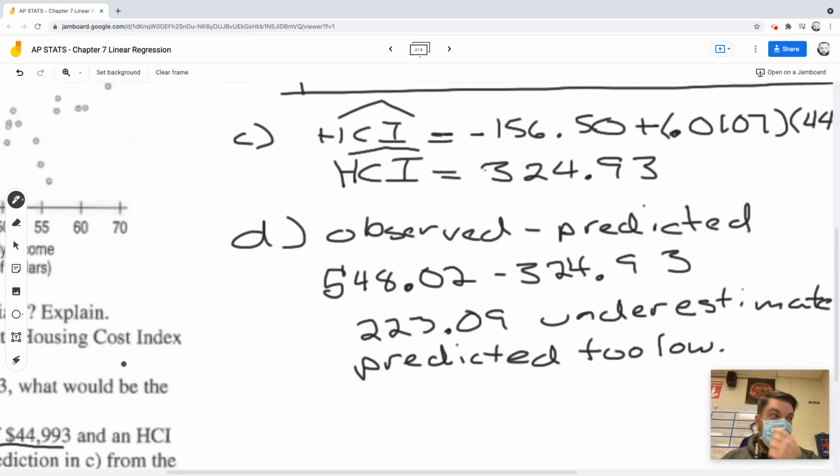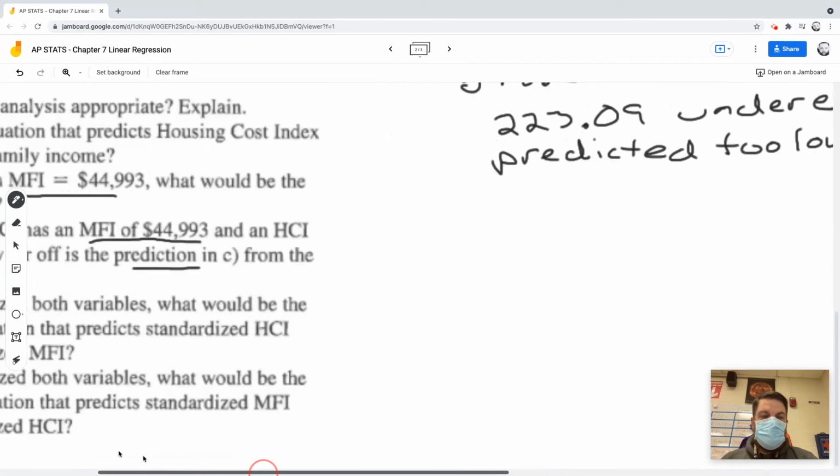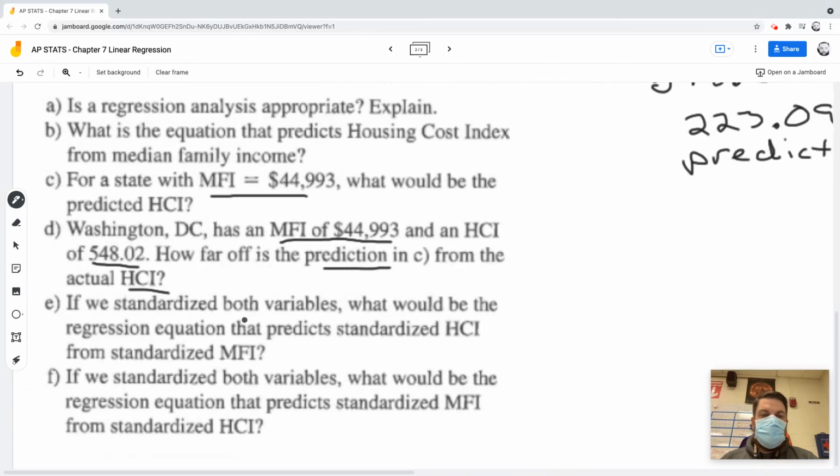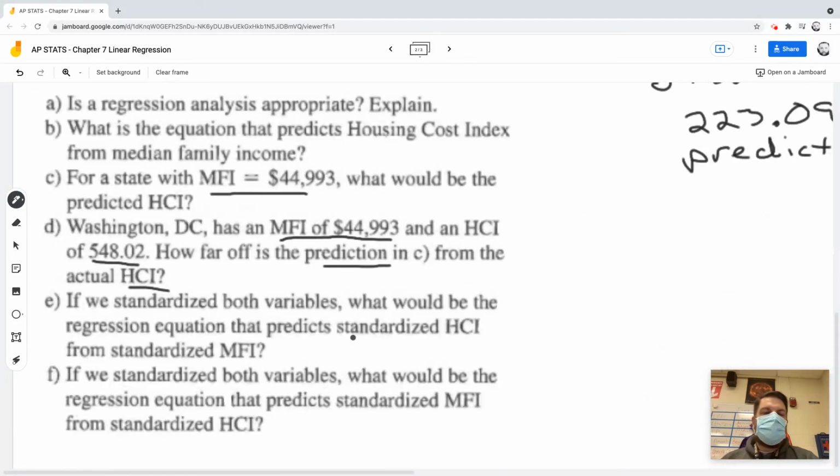All right, let's see what E is. Oh, there's F. It goes all the way to F, huh? E says, if we standardize both variables, what would be the regression equation that fits the model of standardized housing cost index from the standardized median family income?